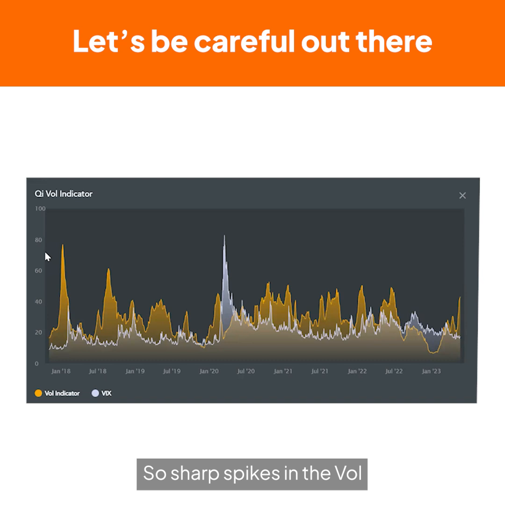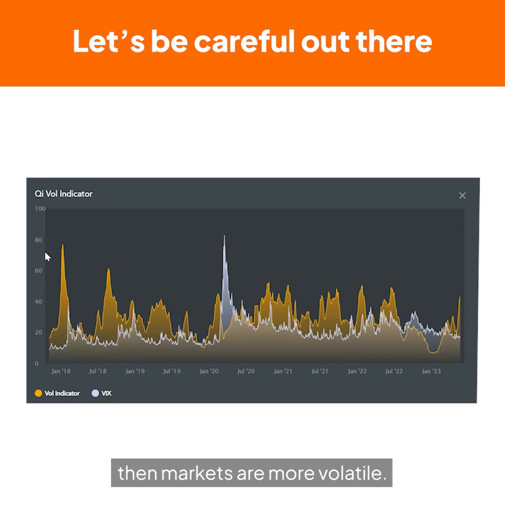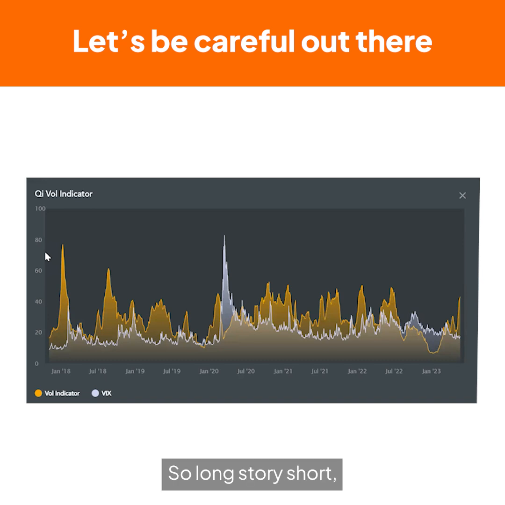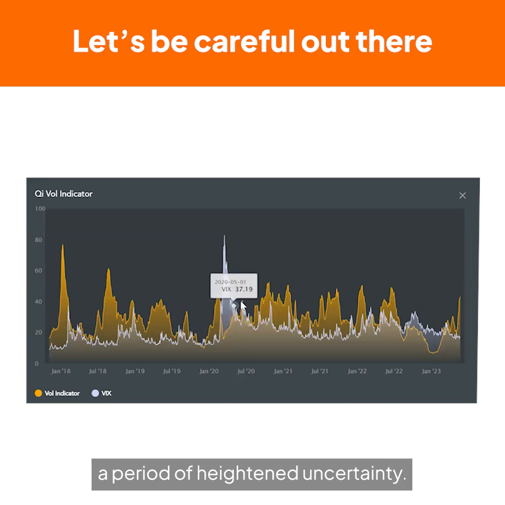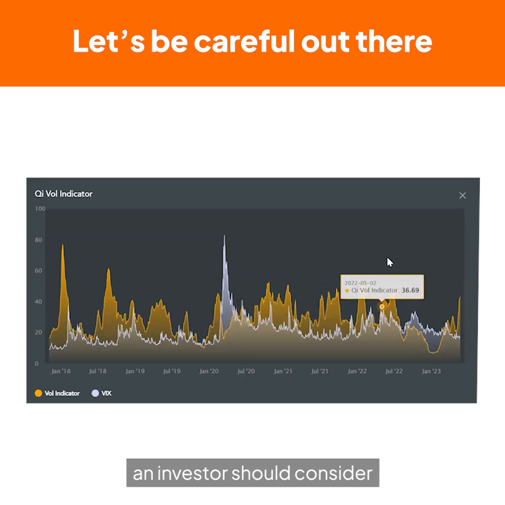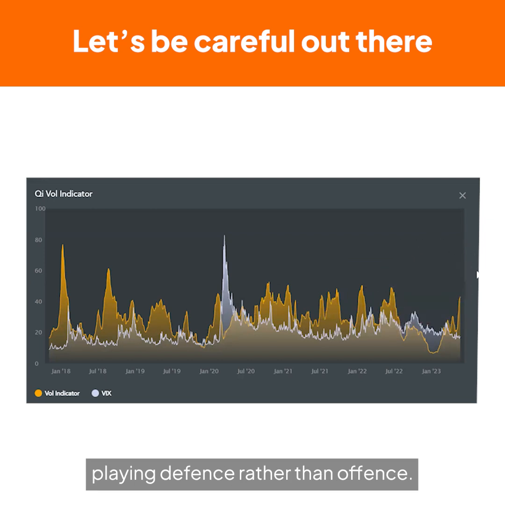So sharp spikes in the vol indicator show the macro story is losing its grip, and this other stuff is becoming more important. The thing is, positioning, sentiment, politics, they're typically noisier than macro fundamentals. So when these things are driving markets, then markets are more volatile. So long story short, when the vol index rises, it's a red flag that we may be about to face a period of heightened uncertainty. It's an early warning sign that investors should consider playing defense rather than offense.